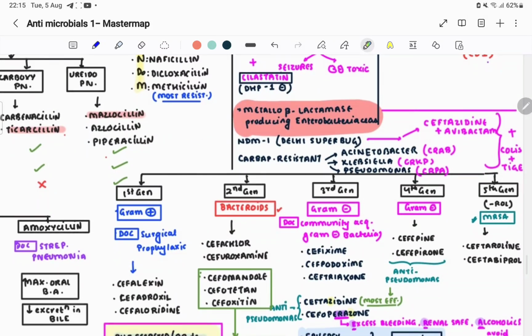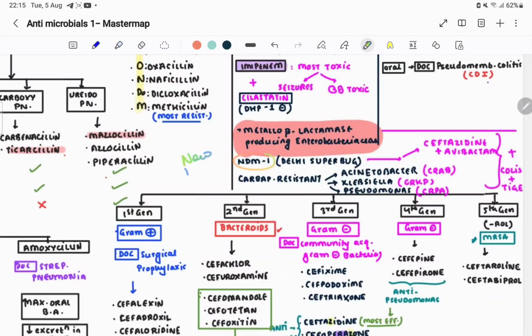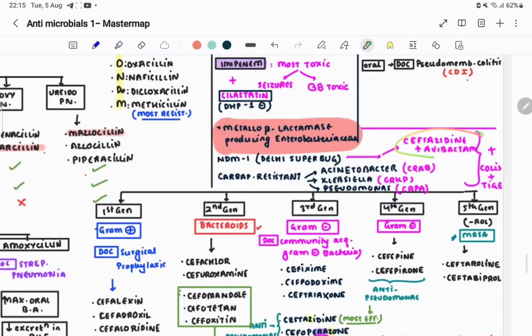We have something called metallo-beta lactamase producing enterobacteriaceae. You know about the enterobacteriaceae family, right? E. coli, Klebsiella, all are enterobacteria. We have one famous example, that is NDM. NDM is New Delhi metallo-beta lactamase producing enterobacteria, that is called Delhi superbug. And we are using ceftazidime plus avibactam combination for this.